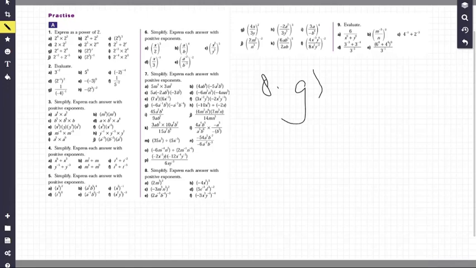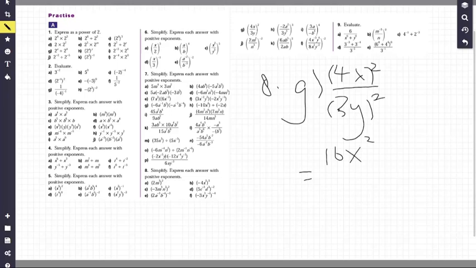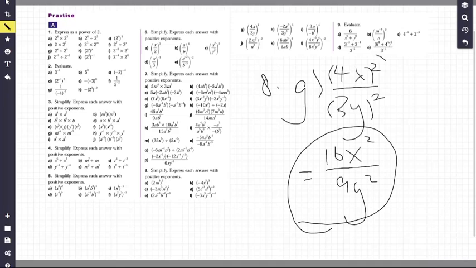And I want to do one on G because it's a little different. So we'll have 4x squared. Remember to square this over 3y squared. It's never embarrassing to show extra steps, by the way, just so you guys know. It's never embarrassing to show extra steps. And right here, this is our answer. Never embarrassing to show this step where you're applying it to the top and bottom. Please don't be embarrassed to show steps.